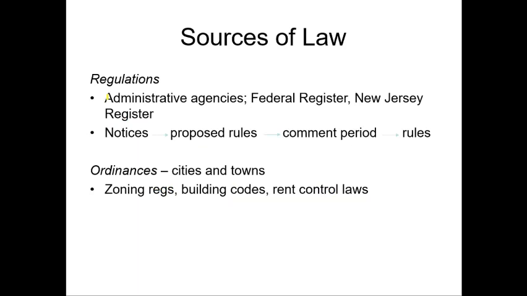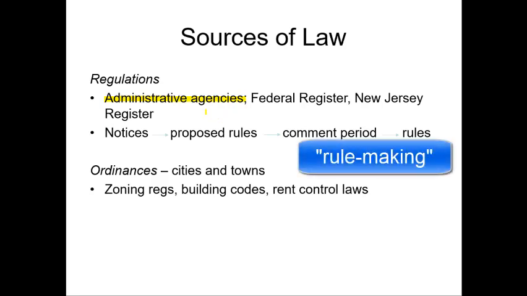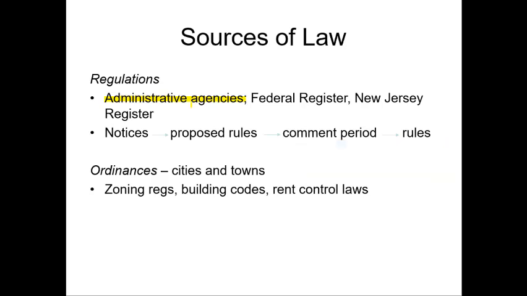Regulations are what the administrative agencies work on. As I talked about earlier, just last chapter, when we talked about the rulemaking process of the administrative agencies and the bureaucracy, a very powerful aspect of our government, the administrative agencies are making rules, making regulations that we have to abide by. And these are published in the Federal Register on a daily basis, and state rules and regulations, for example, are published in the New Jersey Register.